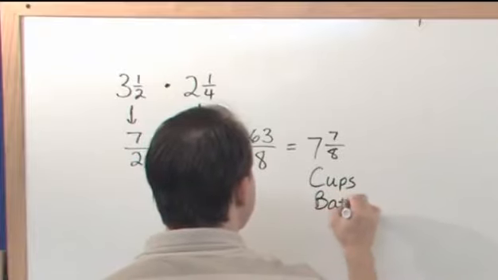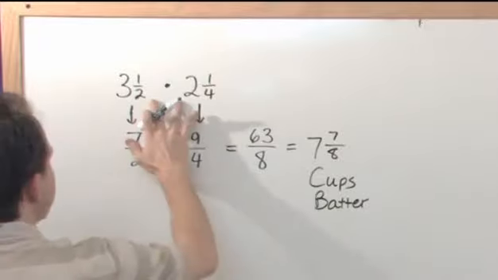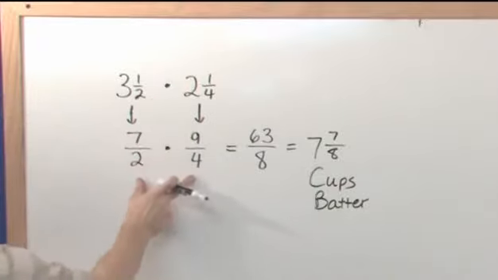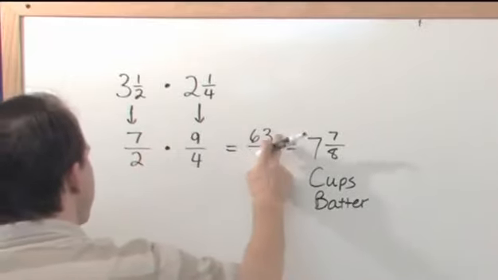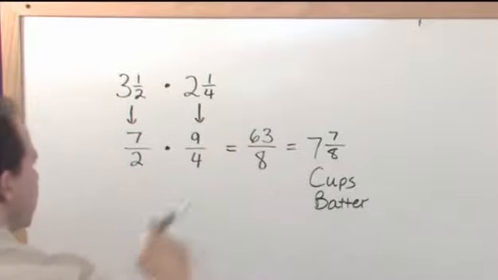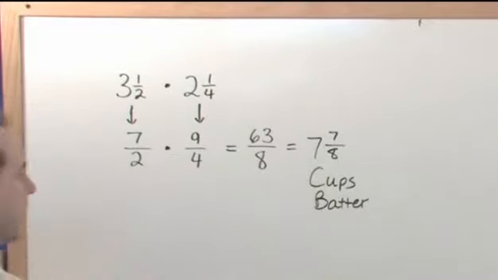Okay, that is how much batter we need to make 2 1/4 cakes. So what we did is we converted these mixed fractions to improper fractions because it made it very easy for us to multiply. Top times top gives us top, bottom times bottom gives us bottom. And then now that we're here, we just try to go ahead and divide and see what happens.